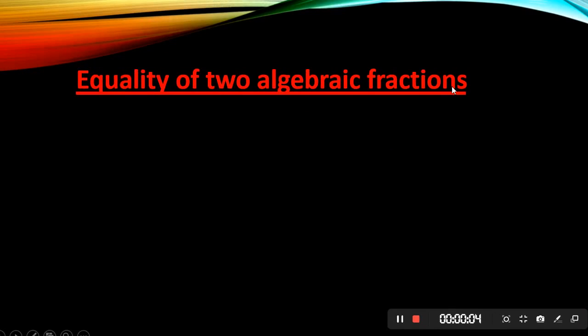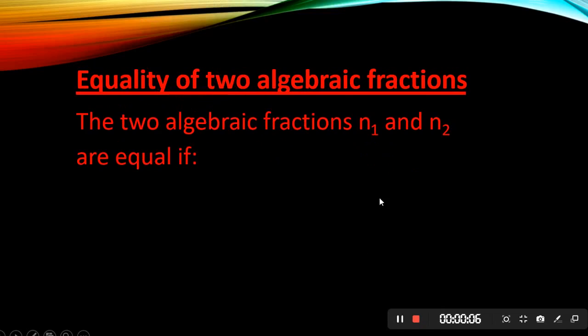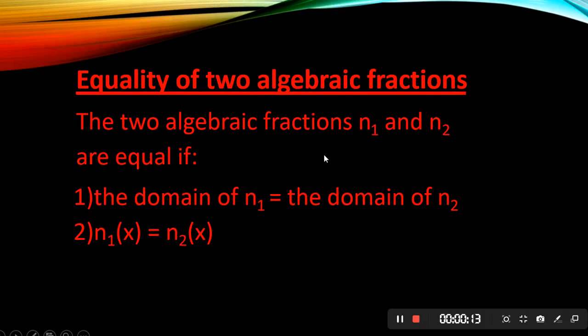Equality of two algebraic fractions. The two algebraic fractions n1 and n2 are equal if, number 1, the domain of n1 equals the domain of n2, and n1 of x equals n2 of x after reducing each of them. So I can say that I have two equal algebraic fractions if they have the same domain and they are the same after reducing.